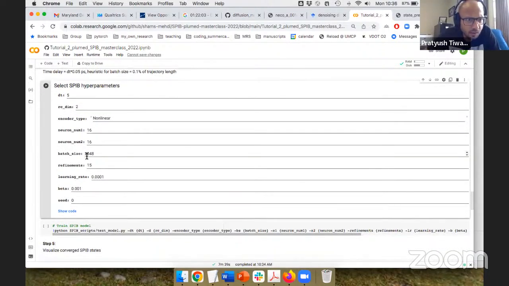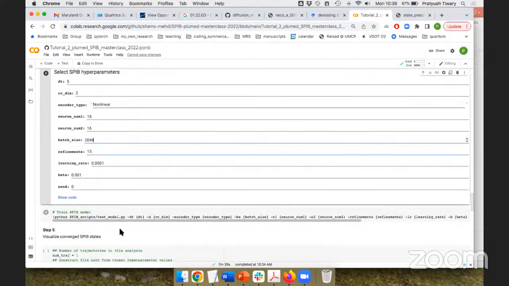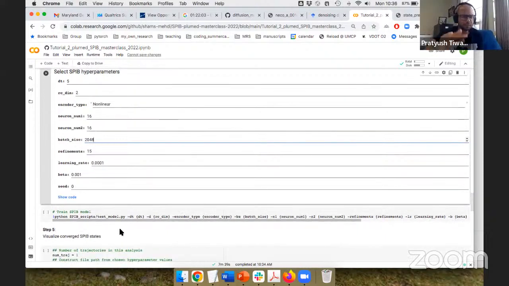Okay, good. And the batch size, this depends on the trajectory size. So what was the heuristic that you had here, Shams? Something like 0.1% of the trajectory length? Yeah, for us, that seemed to work really well. So that you get an idea about that, if your trajectory has 2 times 10 to the power 6 data points, you will use around 2,000 batch size, but play with it and see what goes on.